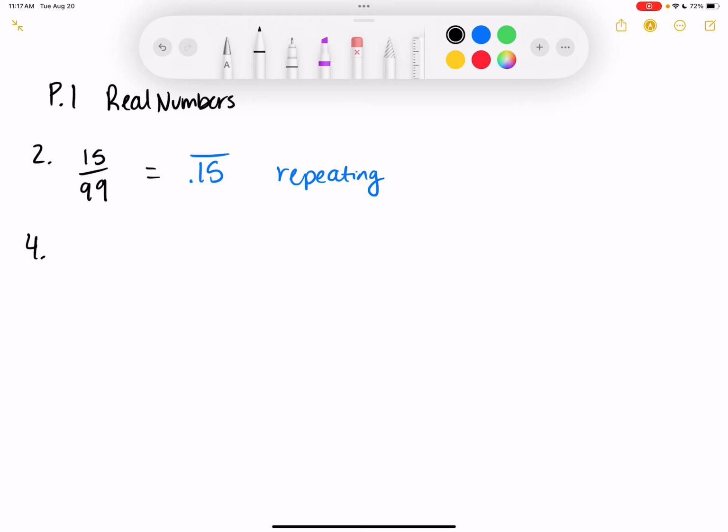Number 4, 5 over 37. I don't really need copies of those ones. Just one is good. 5 over 37 is what? 0.135. So what kind of decimal is this? So 0.135 repeating. So this is a repeating decimal as well.